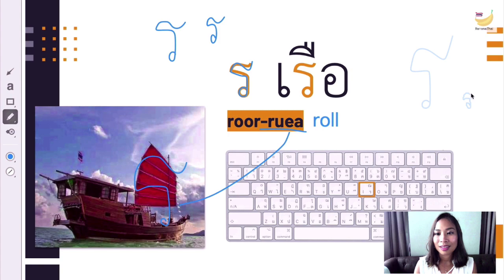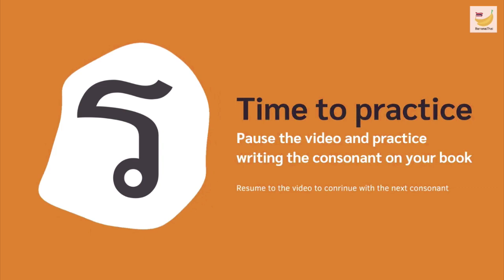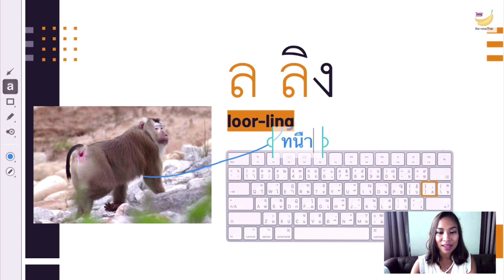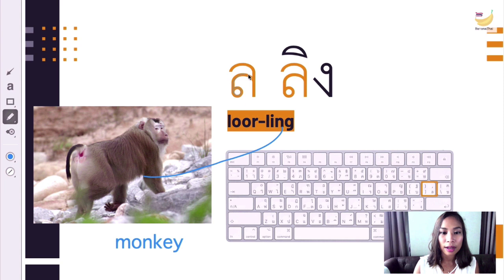รอเรือ. The next one is also an l sound but not rolling the tongue. This one is ลอลิง. Ling means monkey. I mean it's clear, right? Monkey. And you can see ลอลิง is like this: head comes first, this and up, and with the tail coming down.